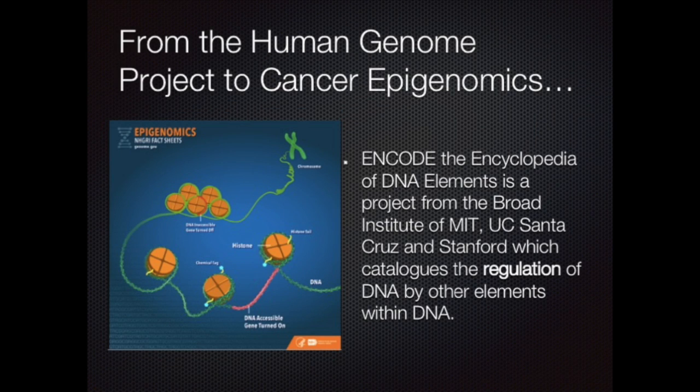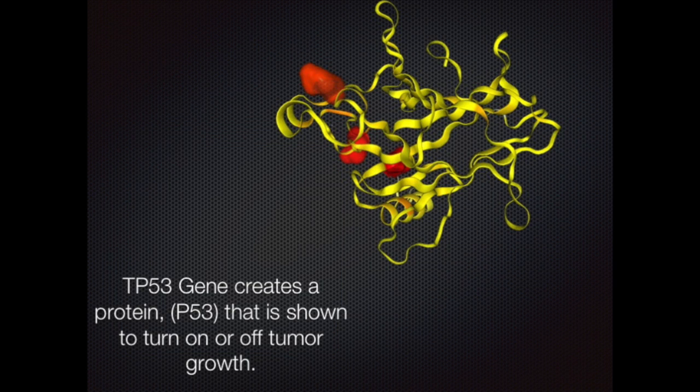ENCODE is the Encyclopedia of DNA Elements and is a project from the Broad Institute of MIT, UC Santa Cruz, and Stanford, and it catalogs the regulation of DNA by other elements within DNA. TP53 is a gene, and this is a rendering from COSMIC 3D. One common process of regulation in cancer genomics is called methylation. An example of methylation is the activation of p53, a protein active in tumor suppression, which is responsible for turning on or turning off tumor growth.